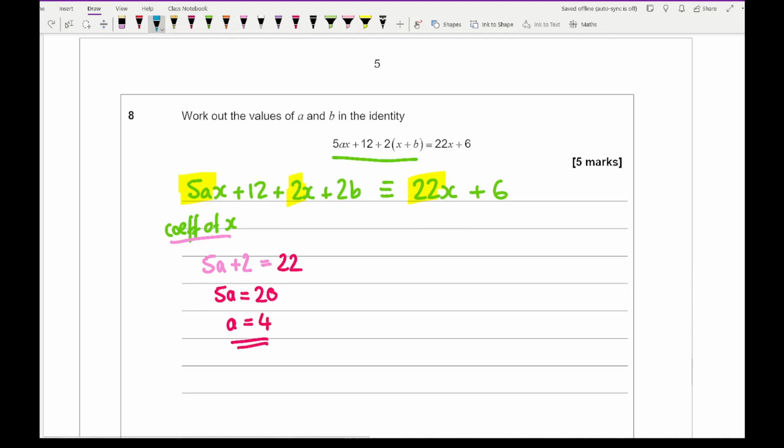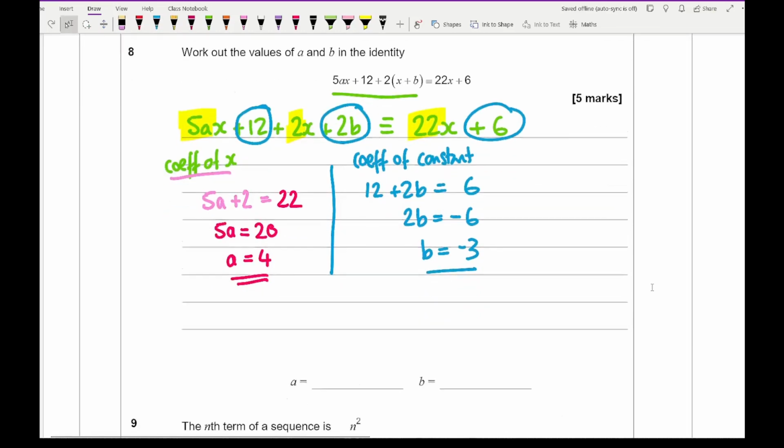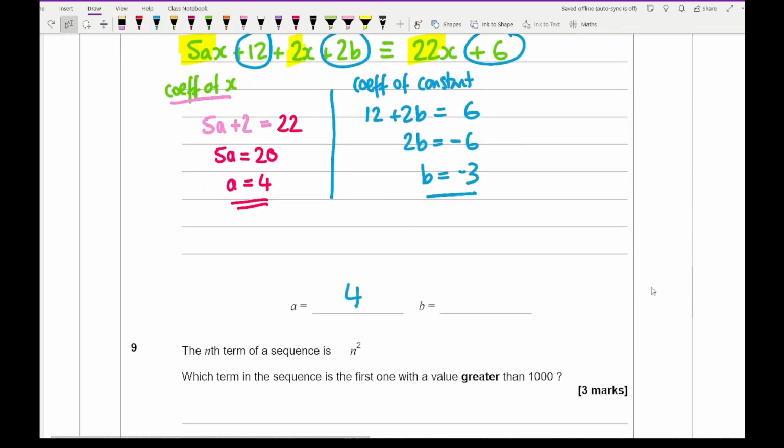Then if I look at the constant, so everything that hasn't got an x, well, I've got 12 and I've got a 2b, and that needs to equal plus 6. So that means 2b equals minus 6, and so b equals minus 3. And there I've got my two values of a equals 4 and b equals minus 3.